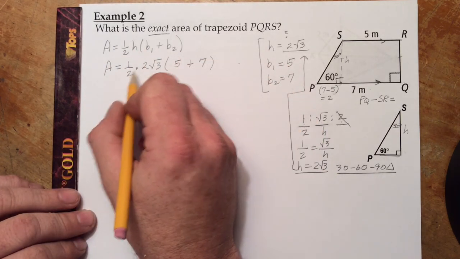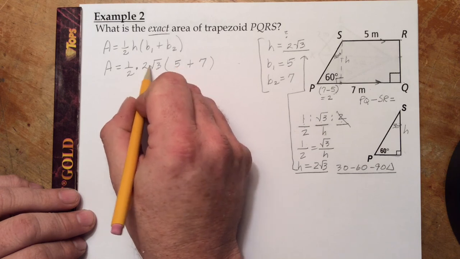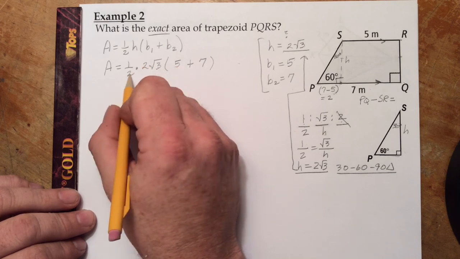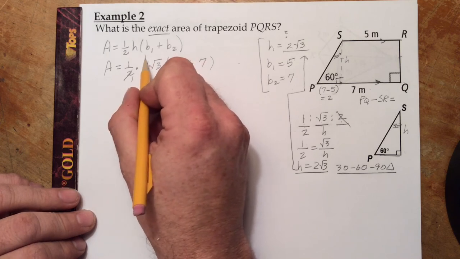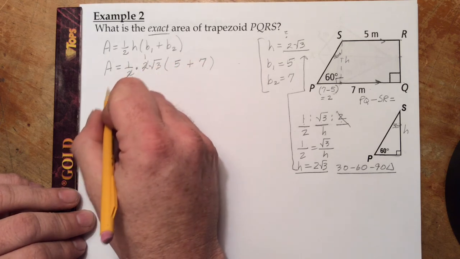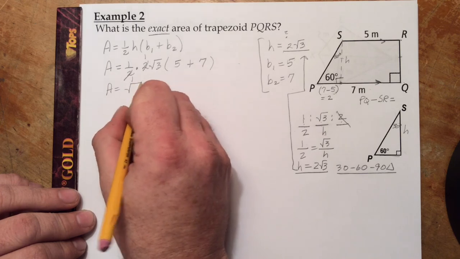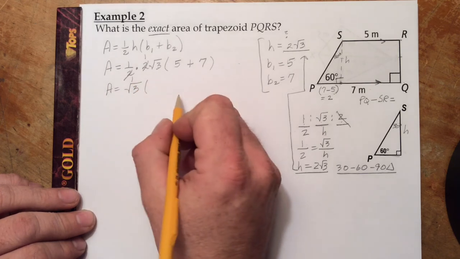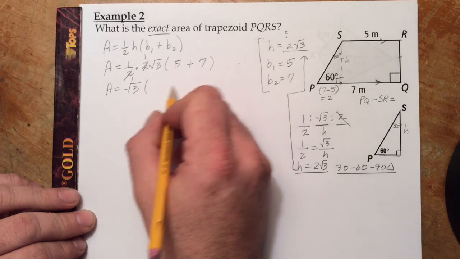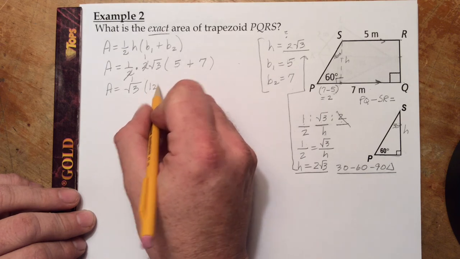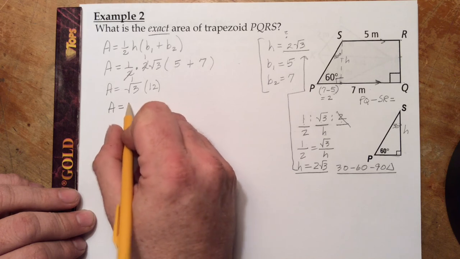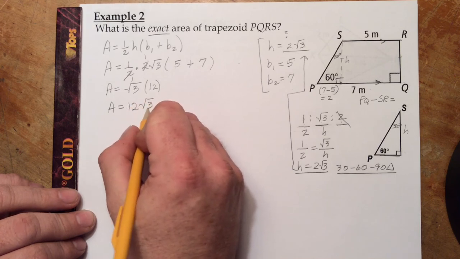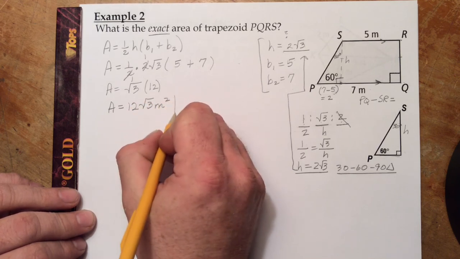Notice that in 1/2 times 2 times the square root of 3, 2 is a common factor. So 2 goes into 2 once, 2 goes into 2 once, and we're left with 1 times the square root of 3, or simply the square root of 3, times, and then we need to add these two inside the parentheses. 7 plus 5 is 12, and we get the area, the exact area of this trapezoid is 12 times the square root of 3 square meters.